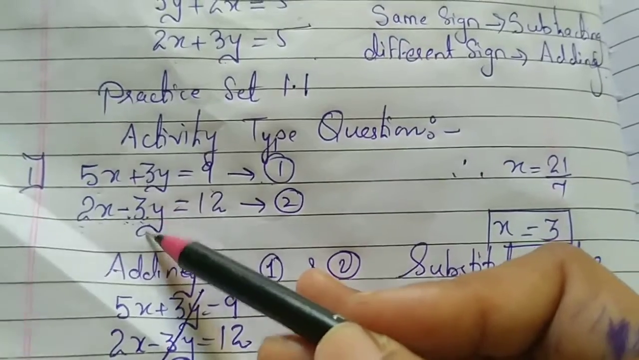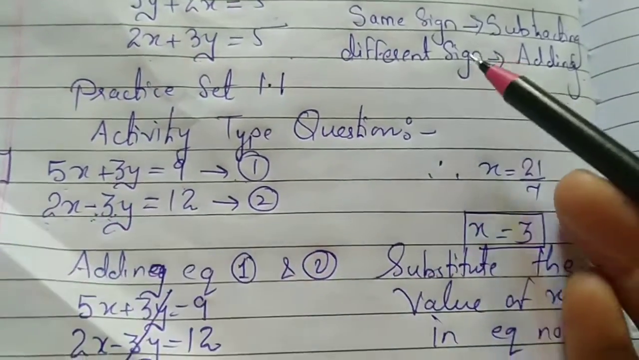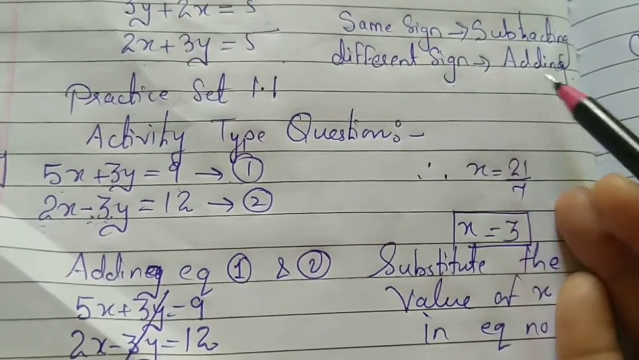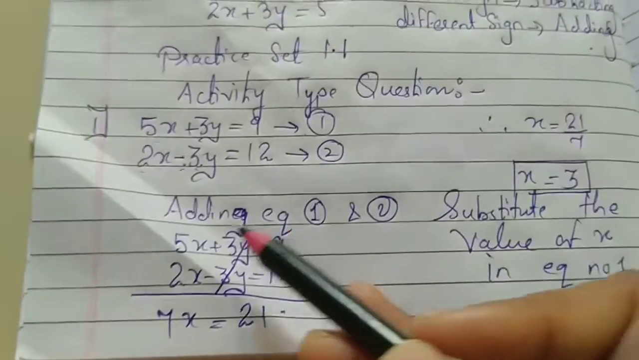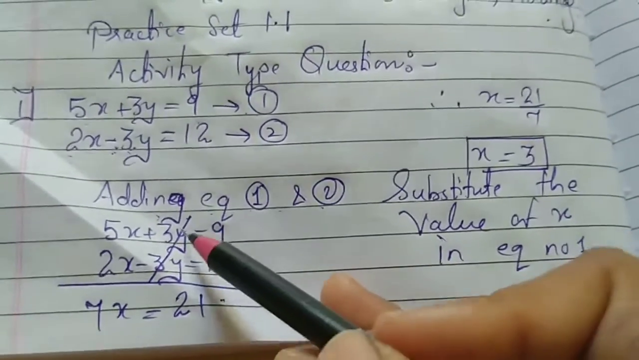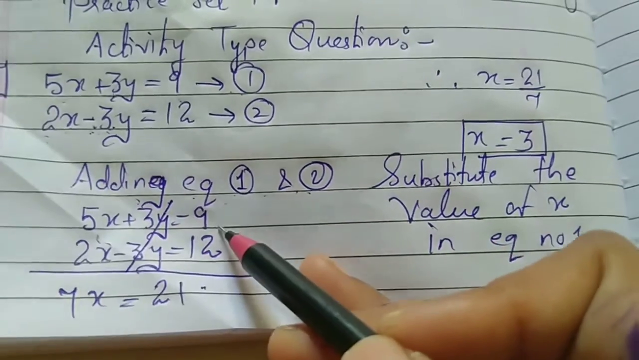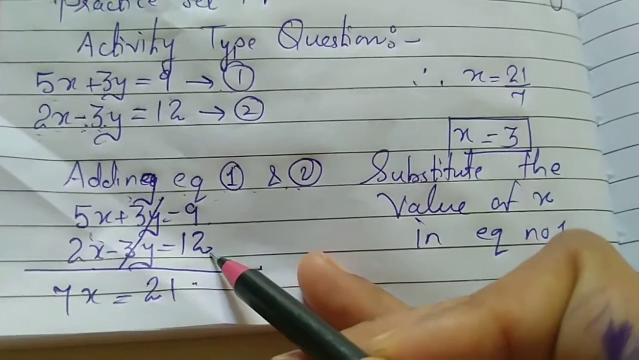So the coefficients are same. Now you have to see the sign. So the sign is different. If the sign is different, I gave you the rule: you are going to do adding. That is why they did adding, adding equation 1 and 2. Now if I am adding equation 1 and 2, what is the meaning of that? I have written the first equation. I have written the second equation.